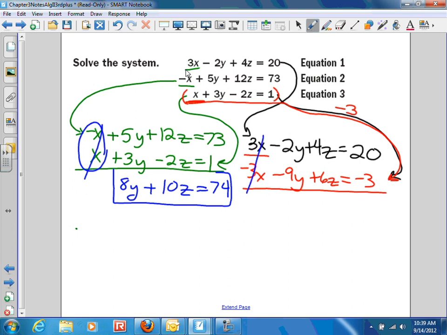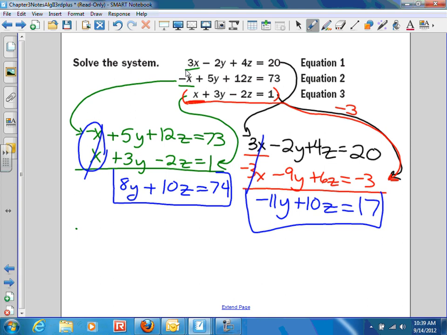So my x's cancel, negative 2, negative 9, negative 11 y's. 4 and 6 is 10 on the z's. And then 20 minus 3 is 17. Now, something very, very amazing happened here, and it is very, very rare.